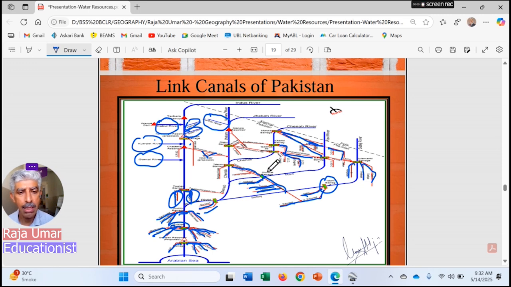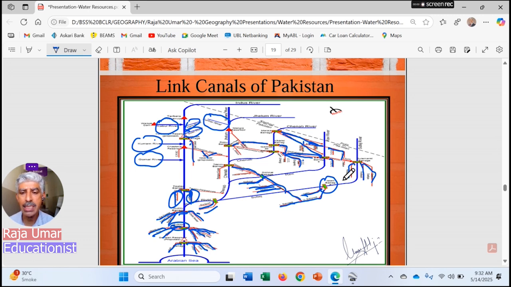Many smaller canals are originating from the link canals in the upper regions to irrigate the larger parts of Punjab, so that there can be sufficient water availability through these canals to be supplying water for commercial crop farming.